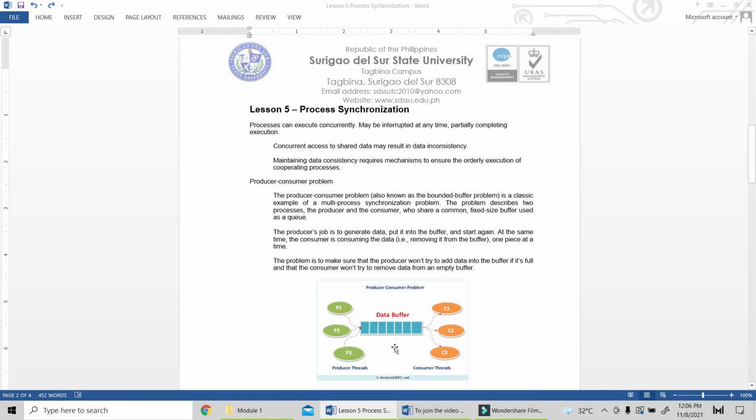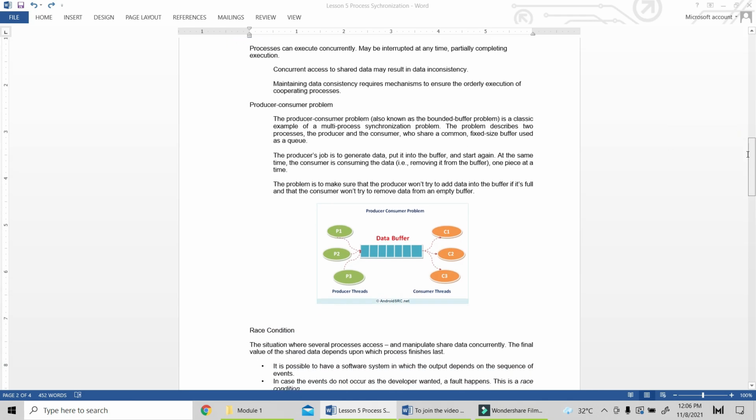So what the producer does, again, is produce data and store it to the buffer. That means it will insert data into the buffer. And what the consumer does is consume data from the buffer, and that means it will remove the data from the buffer. So what are the things we need to take care of when it comes to this? In a perfect world, if the producer and the consumer are synchronized, or perfectly working with each other, then there's no problem.